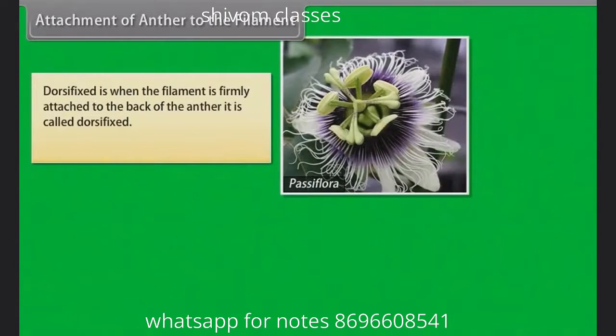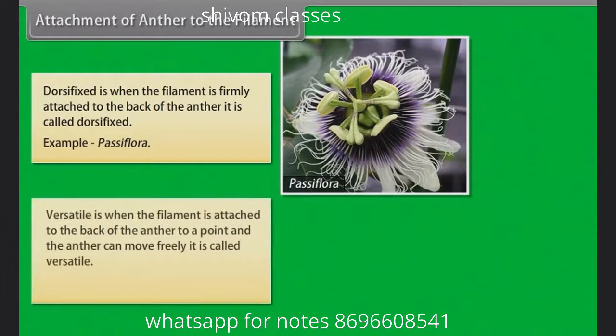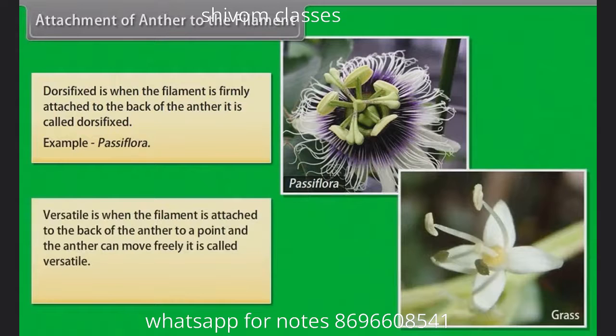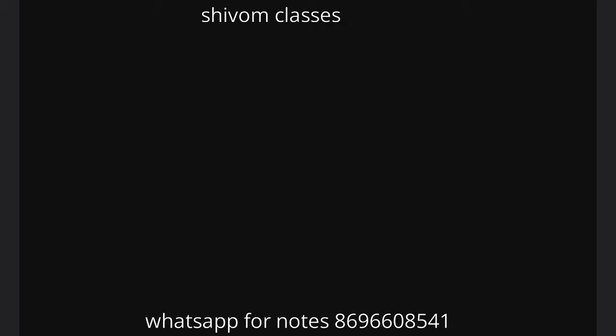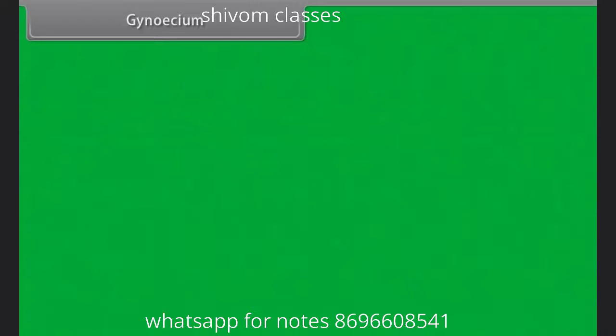Dorsifixed is when the filament is firmly attached to the back of the anther. Example: Passiflora. Versatile is when the filament is attached to the back of the anther at a point and the anther can move freely. Then it is called versatile. Example: grass.